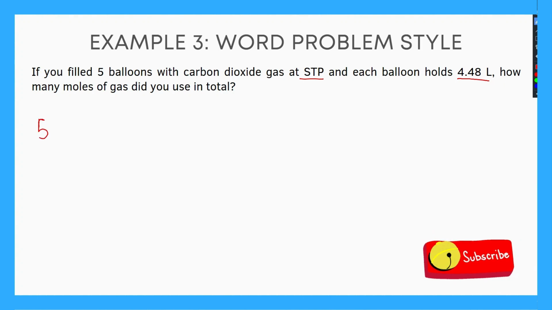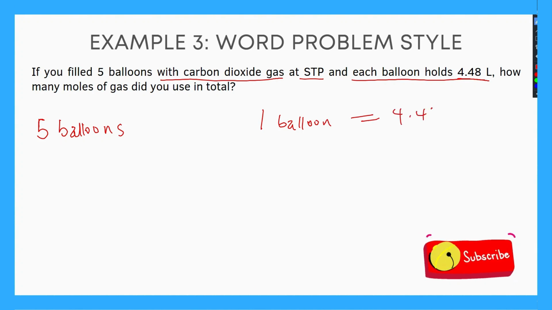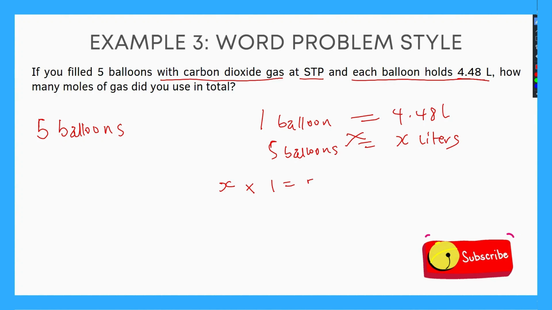We have 5 balloons, right? And it was filled with carbon dioxide gas. Each balloon holds 4.48 liters. So one balloon holds 4.48 liters. Therefore 5 balloons will now hold X liters. From here we can cross multiply. This becomes X times 1 is equal to 5 times 4.48.